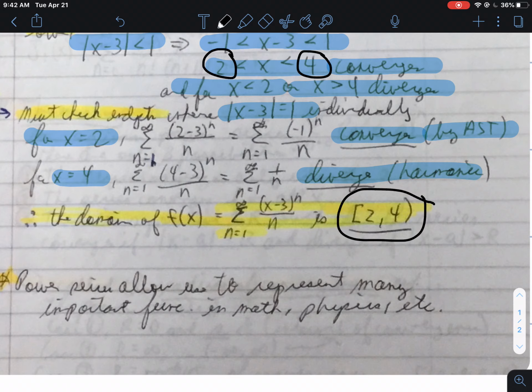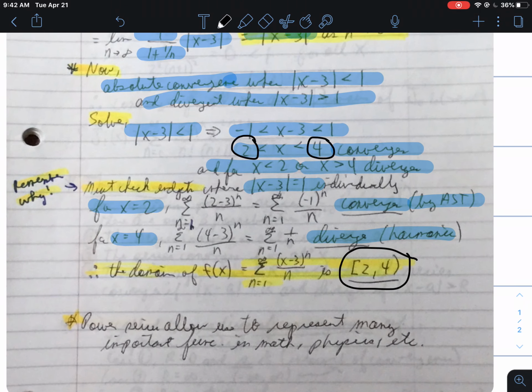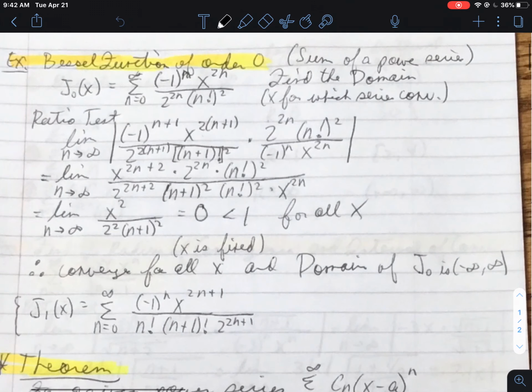Now, another use for power series, and this we're going to talk a little bit more about in the next section. Power series allow us to represent many important functions in math, in physics, and so forth. All right, so functions that cannot otherwise be represented, such as what is called the Bessel function. If you delve into physics, any kind of upper level physics, you'll probably run into this Bessel function. This one's called the Bessel function of order 0.